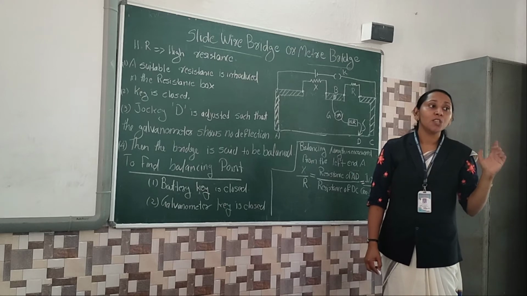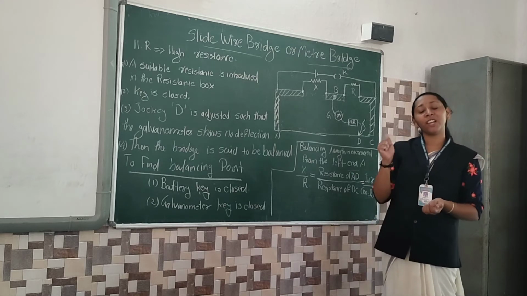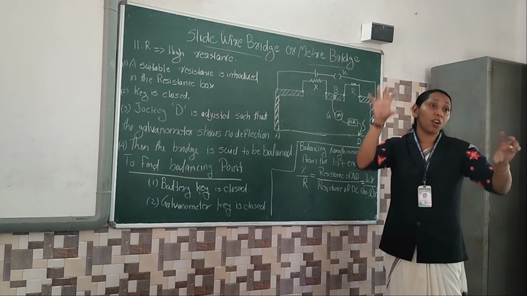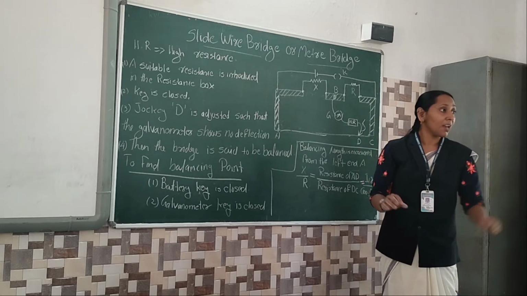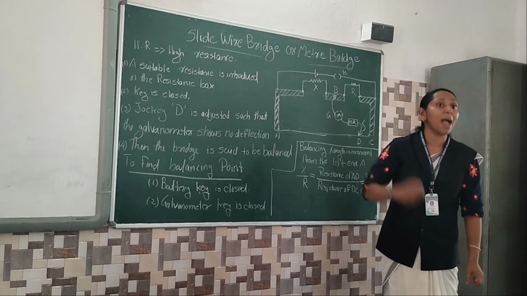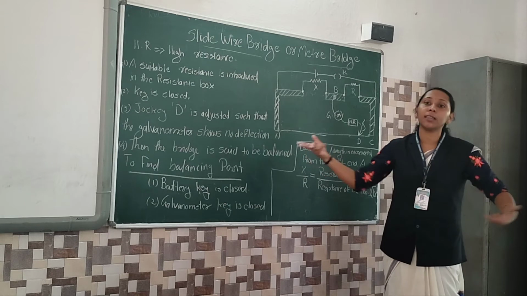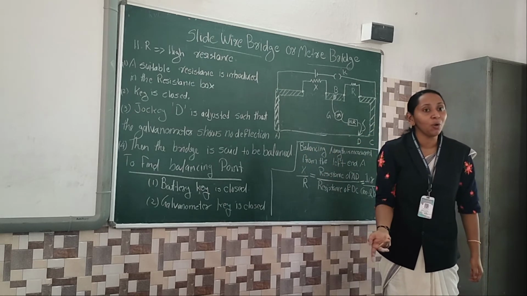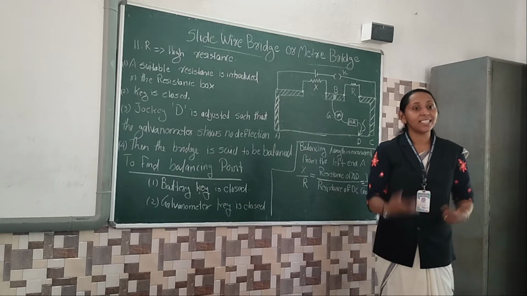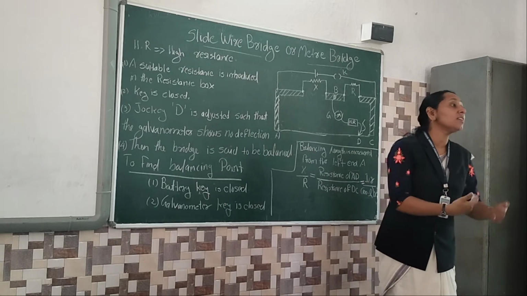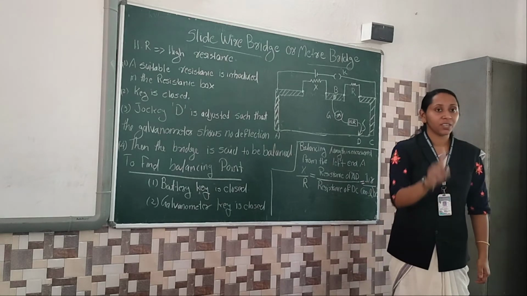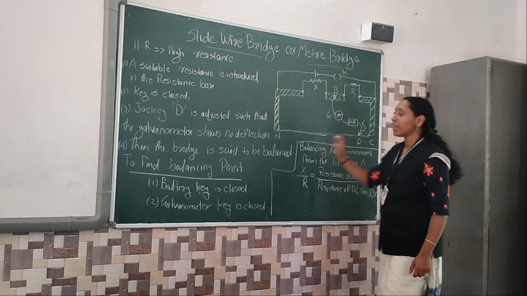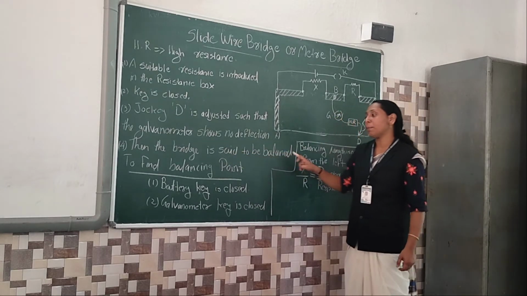Clear everyone? So see, in the Wheatstone bridge what difficulties were there? The voltage had to be correct, right? The resistance had to be adjusted, then the balancing point was found. Now see, nothing. Put the jockey, move it and see, at any point if it becomes 0, that is the balancing point, very easy. That's the reason it is called an advanced version of Wheatstone bridge. Clear everyone?